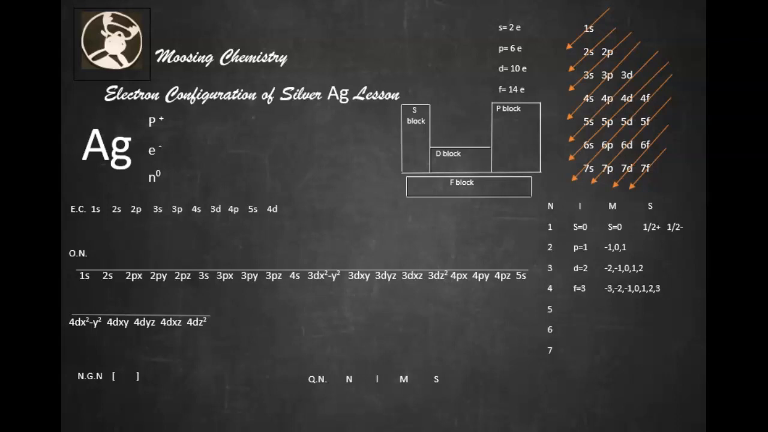Silver happens to be the 47th element on the periodic table, so we're going to write a 47. And its atomic mass unit, or the AMU, is 108. Since the atomic number is 47, we're going to have 47 protons and 47 electrons. What about our neutrons? Remember that it's AMU minus protons equals neutrons. So we go 108 minus 47 gives me 61 neutrons.